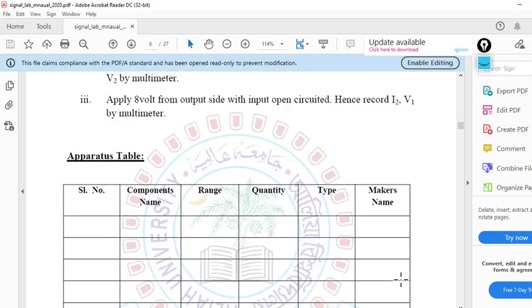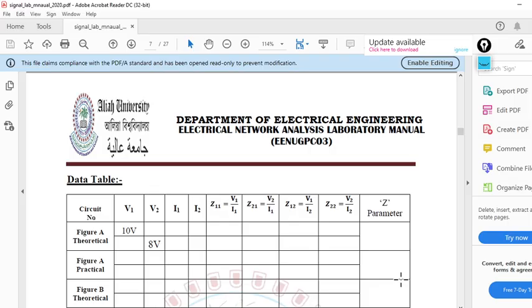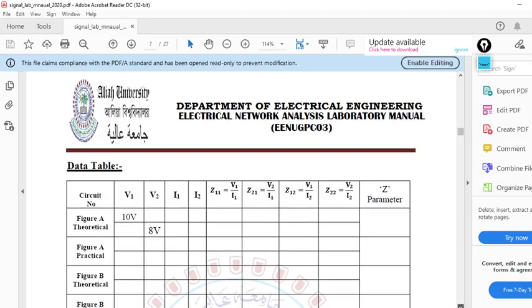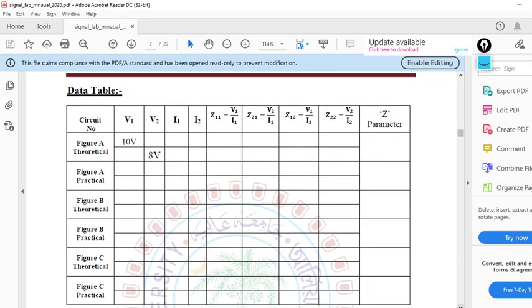So this table you will fill up: V1, V2, I1, I2, Z11, Z21, Z12, Z22 for figure A. It is completed, theoretical as well as practical. If practically you take 10 volt, then you take 10 volt here as well. Otherwise you cannot compare whether your Z parameter theoretical and practical values are almost equal. Similarly, you have to do figure B and figure C.